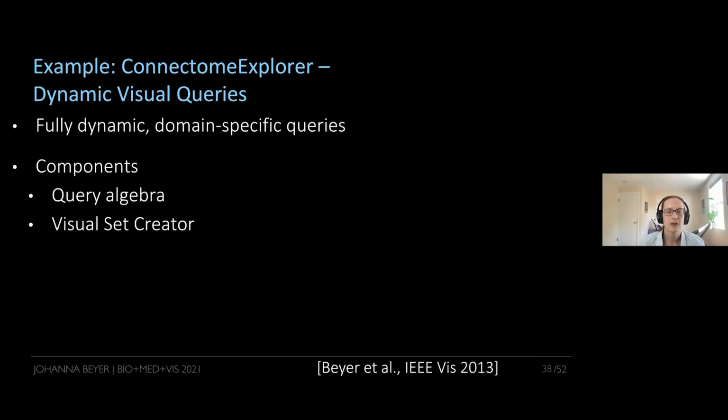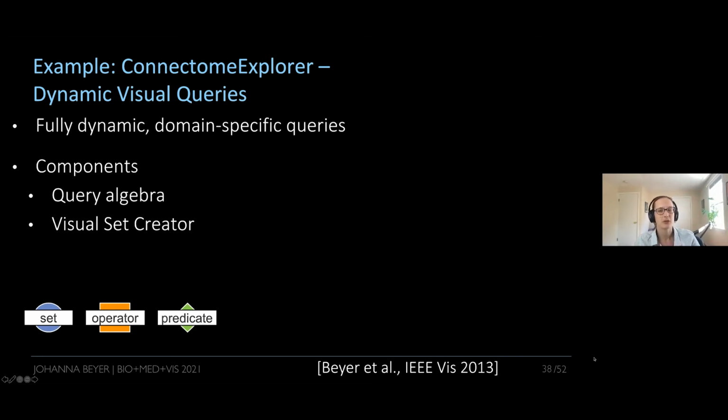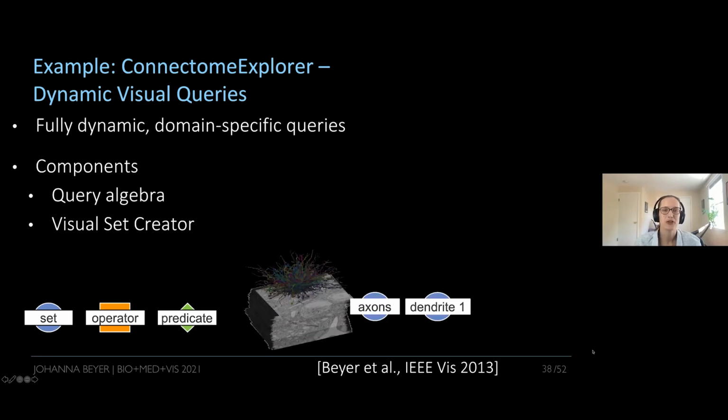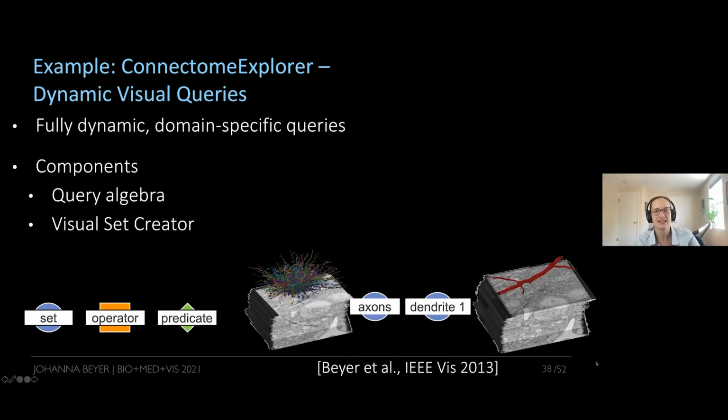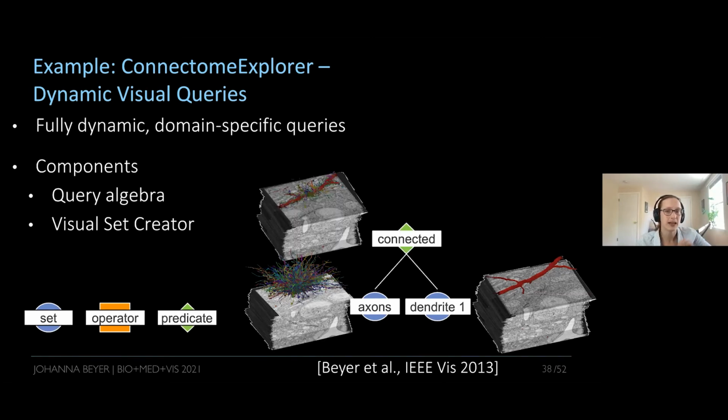And one example here is Connectomics Explorer, which is a tool for domain-specific queries that is based on a query algebra. Basically that means we deal with sets, and we have operators and predicates on these sets, and then we build queries based on this. To make this a little less abstract, you say, all right, let's take all axons in my volume and this one dendrite that I selected that I'm interested in. Now show me only those axons that actually connect to this dendrite.